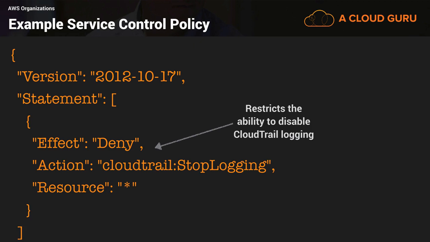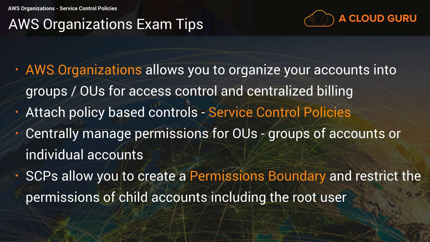And in this case, the action is CloudTrail StopLogging. So in this example, this service control policy is going to restrict the ability to disable CloudTrail logging. And if you have a secure environment, this is probably something that you would definitely want to restrict. You wouldn't want people turning off CloudTrail logging, and you can use a service control policy to manage that centrally within AWS Organizations.